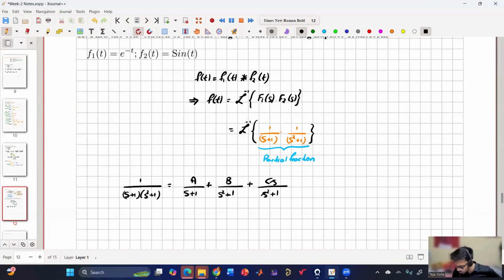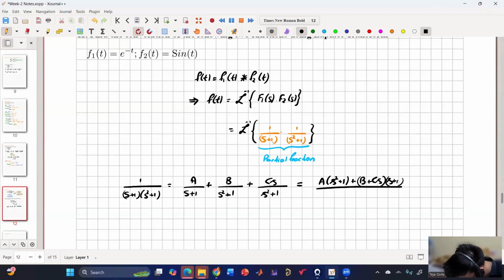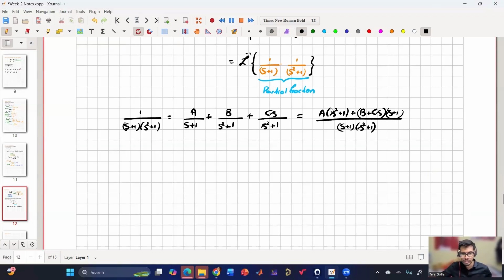So now what you have to do is, again, simplify this: A into (s square plus 1) plus (B plus Cs) into (s plus 1), by (s plus 1) into (s square plus 1). So now you have to solve for A, B, C. This is very basic math, so I'll not derive A, B, C, because you can do that later, but I don't want to waste time on solving these three equations. So I have written the A, B, C values. Let me just take those values and we can use them.